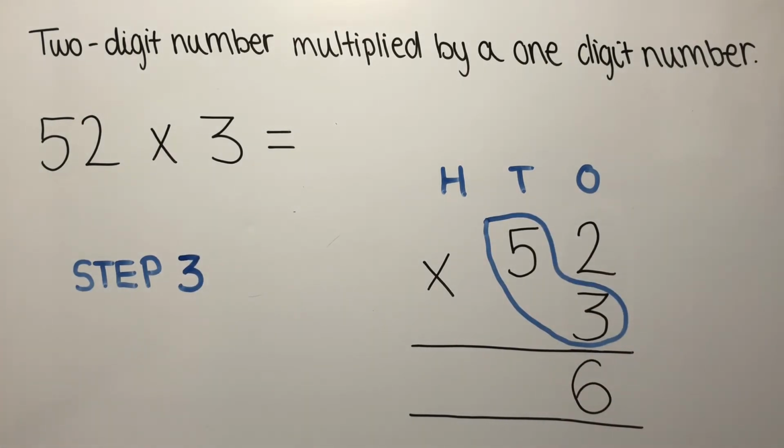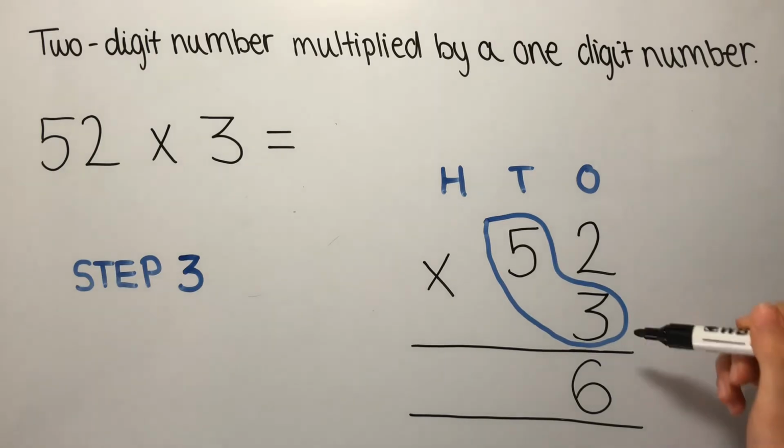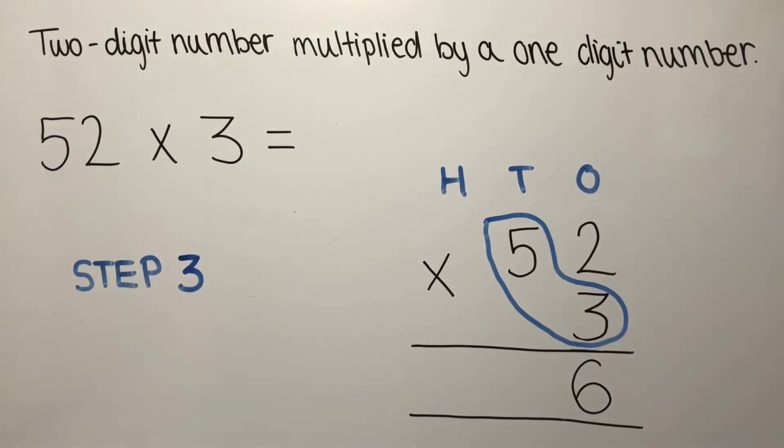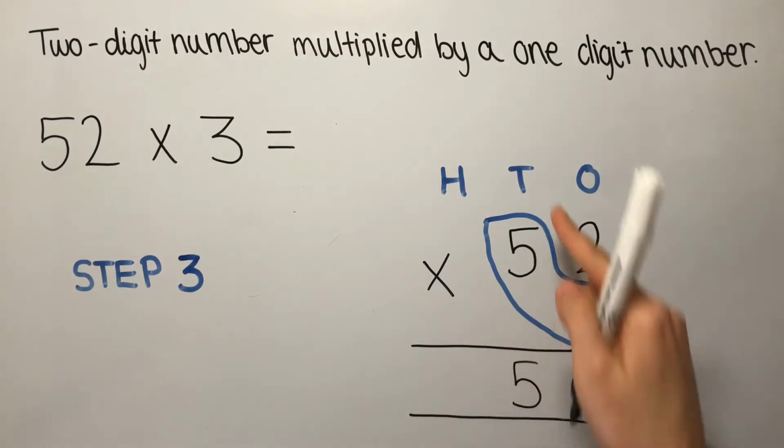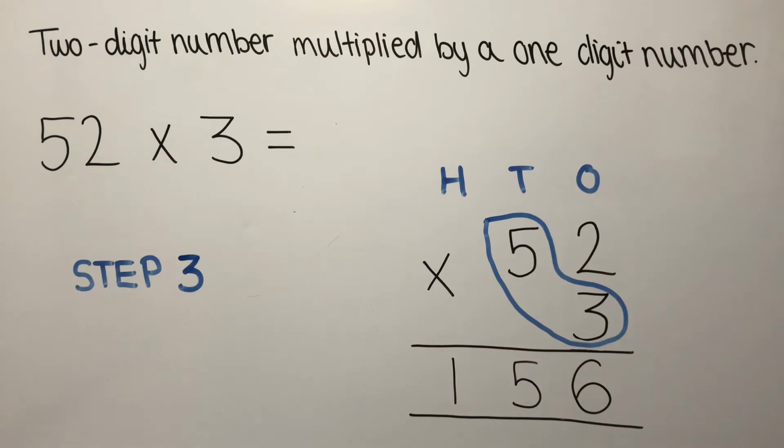Step 3. Now I've got the 5 and the 3 boxed off. We're going to times them two together. So 3 times by 5 gives us 15. We're going to write 15 down here. So 5 would be in the tens column and 1 in our hundreds column. The answer to this question is 156.